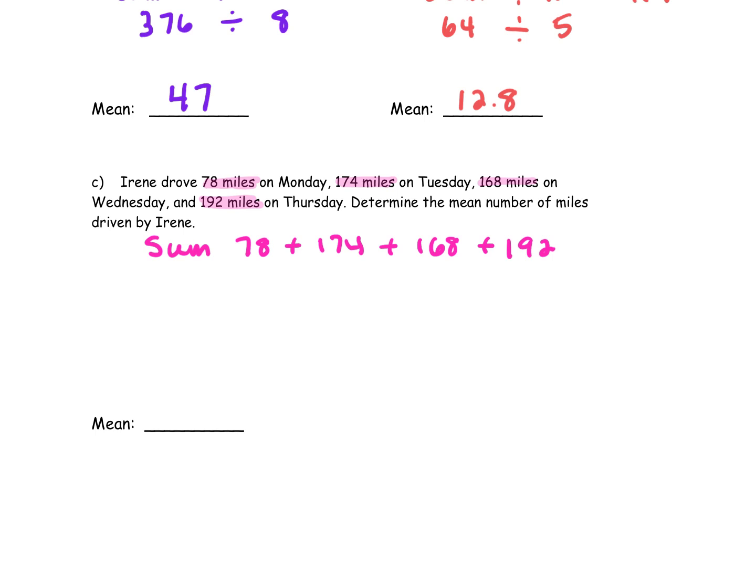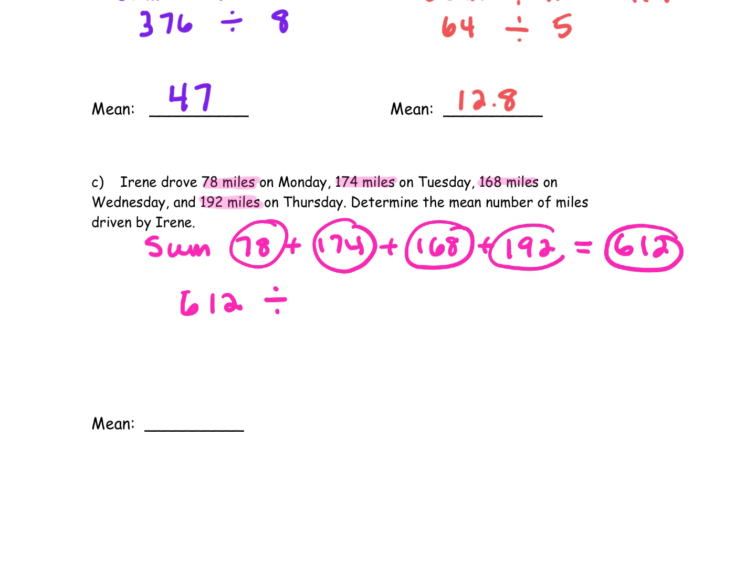Please take out your iPad, or if you have access to a calculator, would you please find that sum? And the sum of this set of data is 612. So now we're going to take 612 and we're going to divide by the number of data items. In this case, we had Monday, Tuesday, Wednesday, and Thursday. So we're dividing by 4.